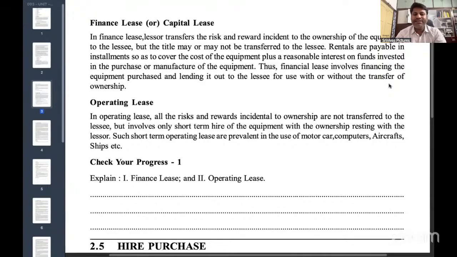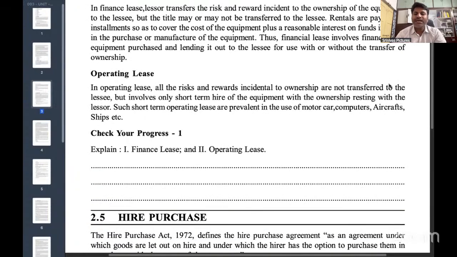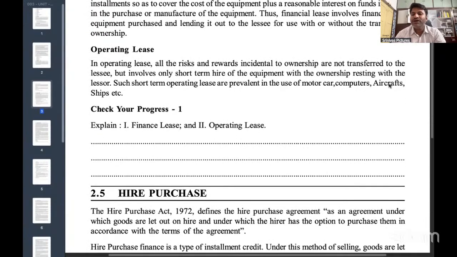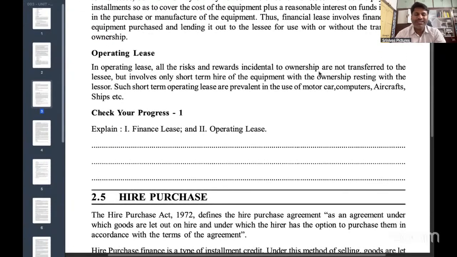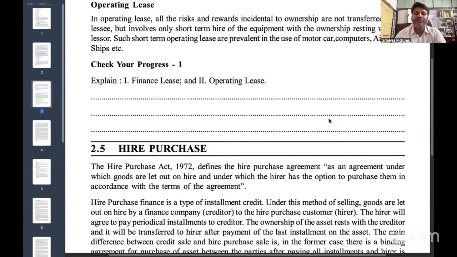Next one is the operating lease. In an operating lease, generally all risks and rewards incidental to ownership are not transferred. In the above case, it is transferred from lessor to lessee, but in an operating lease it is not transferred to the lessee; it involves only short-term hire of the equipment, with the ownership resting with the lessor. Such short-term operating leases are prevalent in the use of motor cars, computers, aircraft, ships. So for these types of small properties, for short-term purposes, they enter into the agreement.